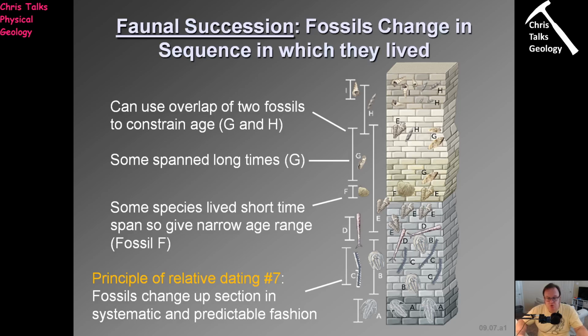So as geologists, what we really want is species that lived for only a very, very short period of time. Because they only lived for that very short period of time, when we find them, we know that they essentially could only have occurred during that very short time frame.